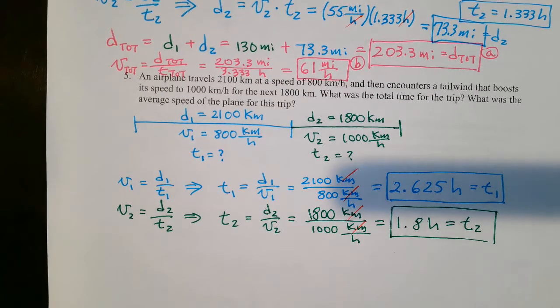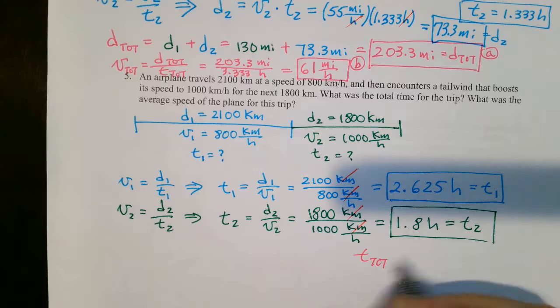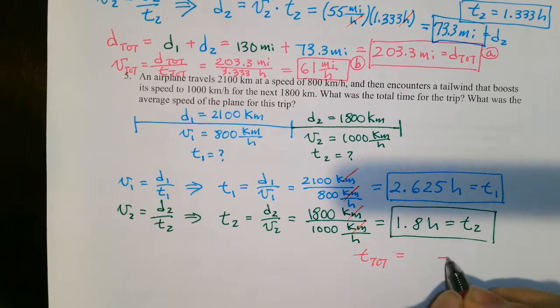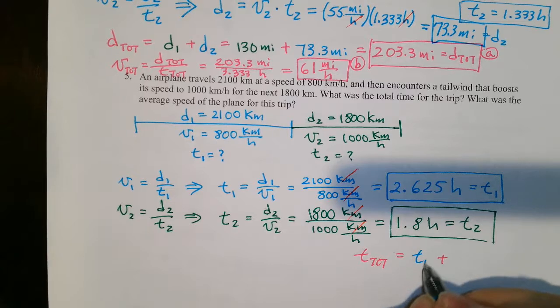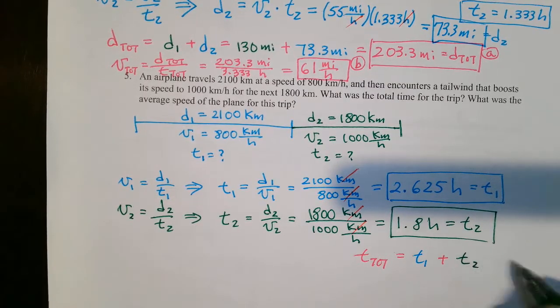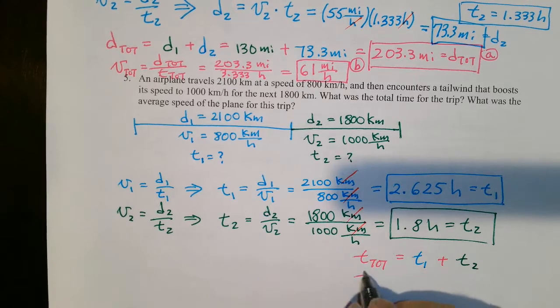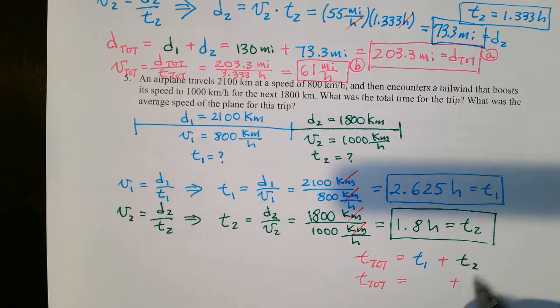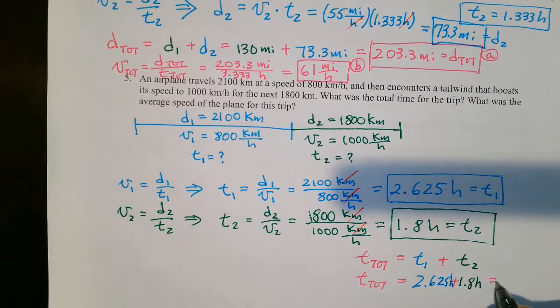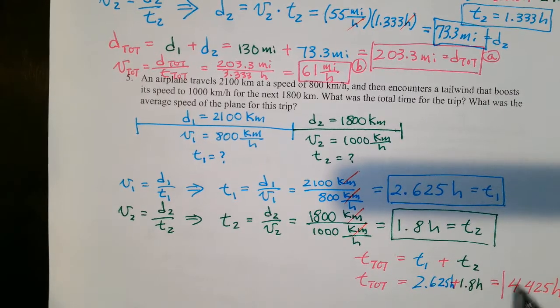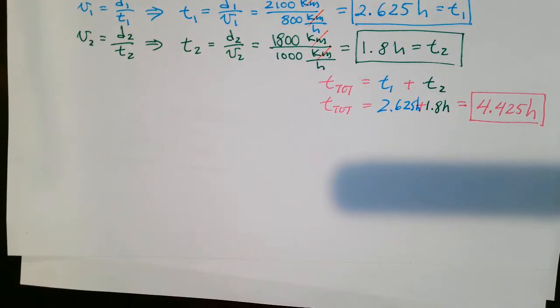So, T total is equal to T1 plus T2. So my T total is equal to 2.625 hours plus 1.8 hours. Therefore, that comes out to 4.425 hours. So slightly less than 4.5 hours for the whole trip. Okay, so that's part A.